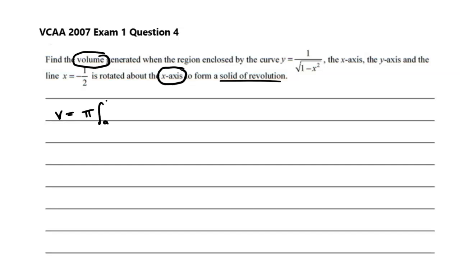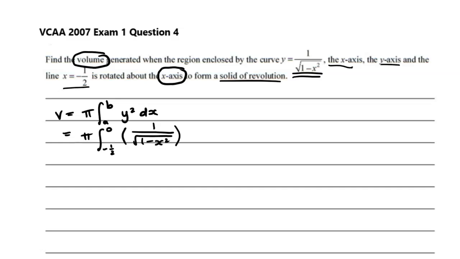Pi going from A to B, and because we're doing the x-axis, we're doing y squared dx. And that's good because this is already written in terms of y. We've got y equals. Okay, so let's pop everything in. The y-axis is when x equals 0, and we've also got x is -1/2. So that means x is going from -1/2 to 0 in this case. And we'll put in our expression for y. We've got 1 over square root of 1 minus x squared, and it's important to square that, dx.